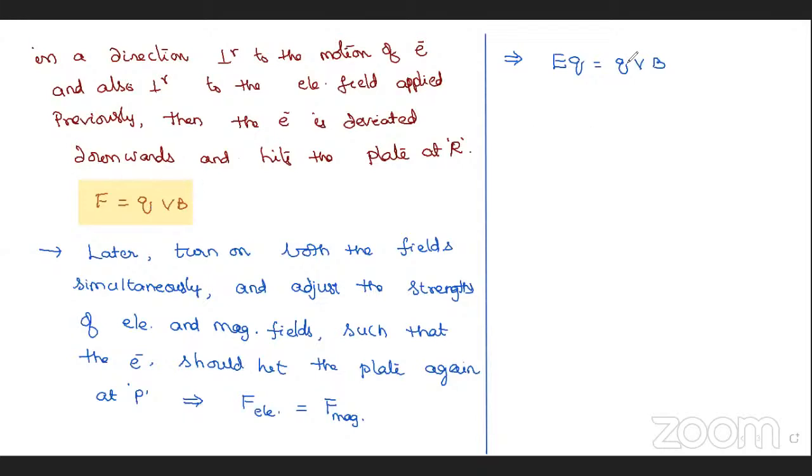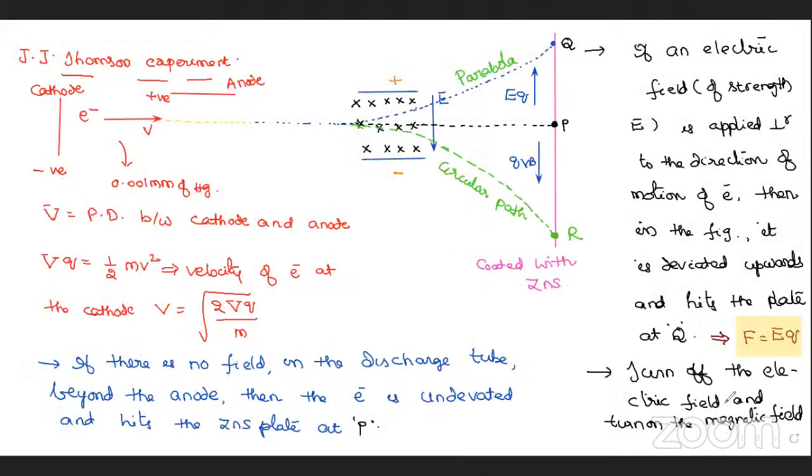In this formula QVB, the Q's get cancelled. I'm getting the velocity of electron equals E by B. I got one formula here from J.J. Thomson experiment. From this formula, can we find anything about the electron? Sir, velocity of electron, nothing else. The velocity of electron we know here, but who wants the velocity of electron? We want what? We are expecting charge and mass.